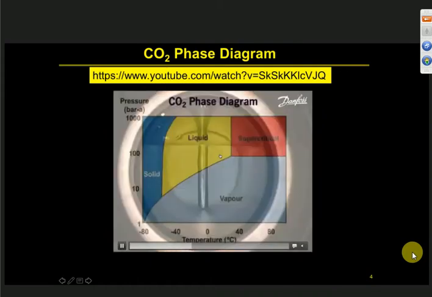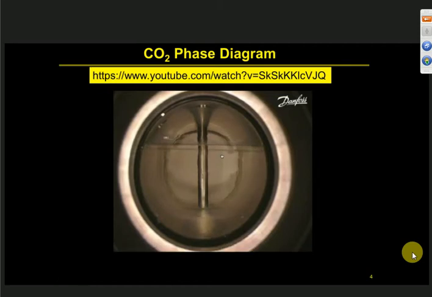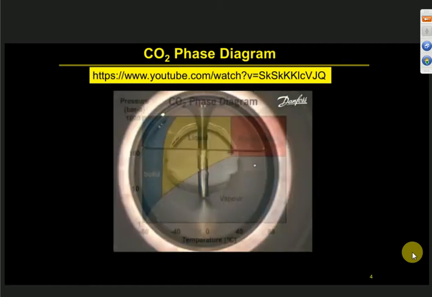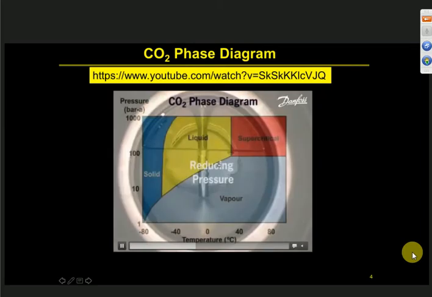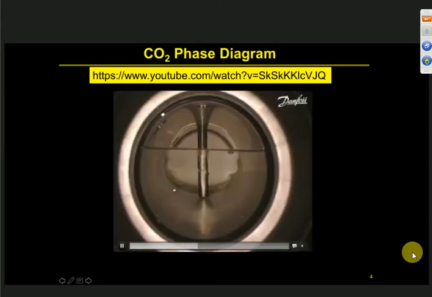what you do is, your starting point is here, and then you slowly open up the vent. So that means you are reducing the pressure. So you're going along this vapor pressure curve, until you hit the triple point pressure.